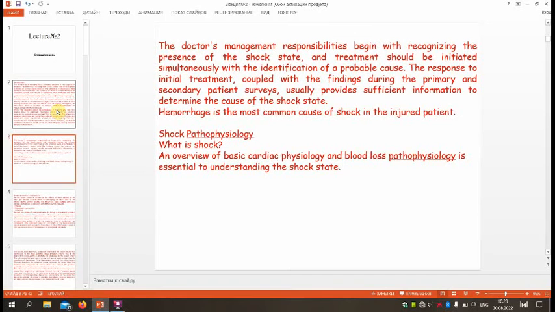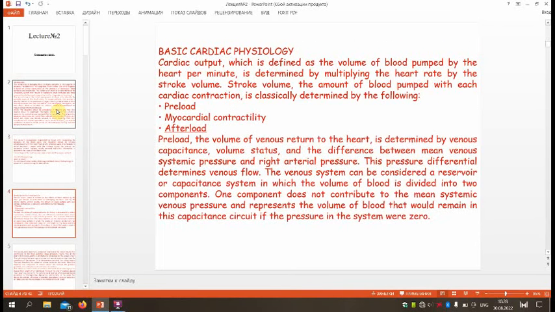Shock pathophysiology. What is shock? An overview of basic cardiac physiology and blood loss pathophysiology is essential to understanding the shock state. Basic cardiac physiology. Cardiac output, which is defined as the volume of blood pumped by the heart per minute, is determined by multiplying the heart rate by the stroke volume. Stroke volume, the amount of blood pumped with each cardiac contraction, is classically determined by the following: preload, myocardial contractility, afterload.